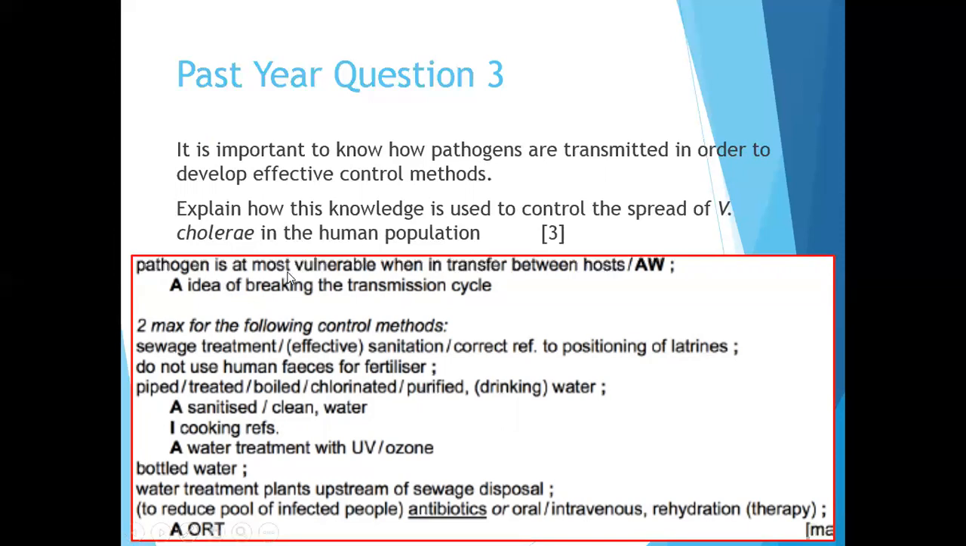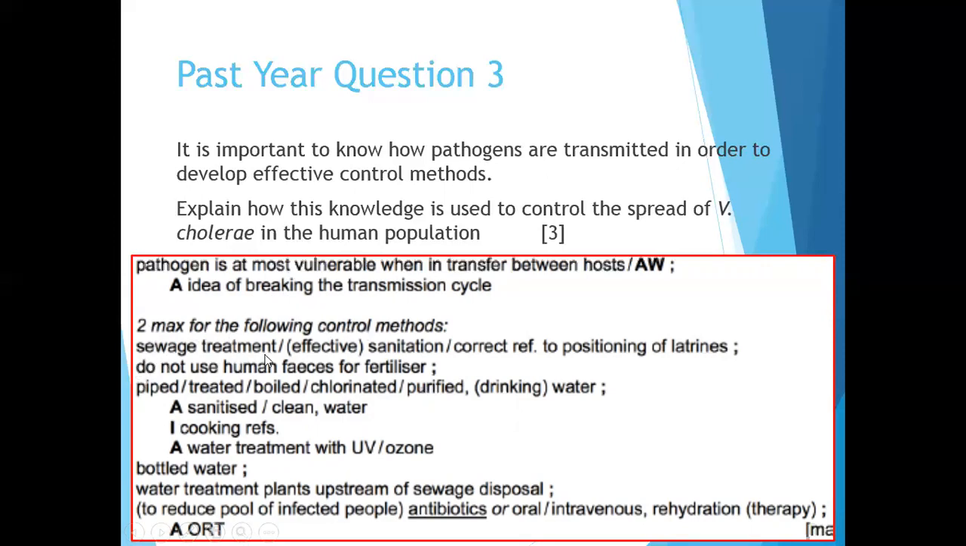So the pathogen is most vulnerable when in transfer between hosts, okay? Most vulnerable, so that means we can prevent them from entering our body by breaking the transmission cycle. They may not be successful in being passed from one stage to another stage in the transmission cycle. So 2 maximum marks for the following control measures.